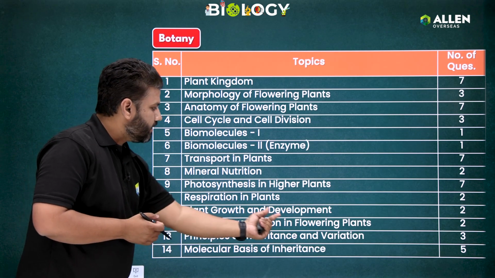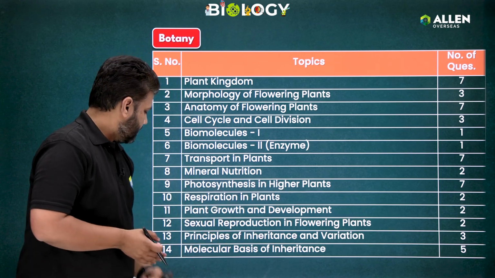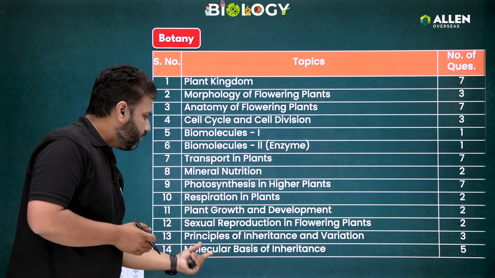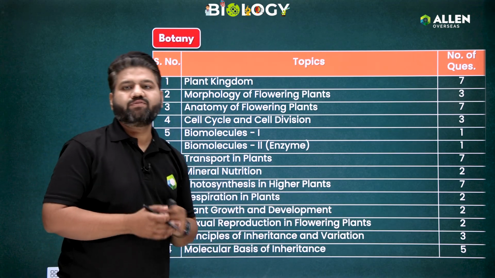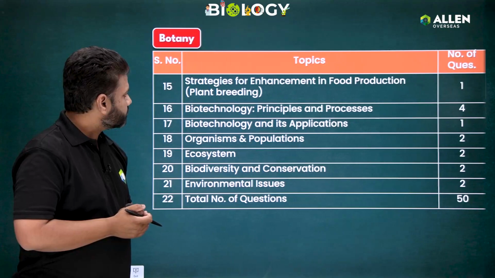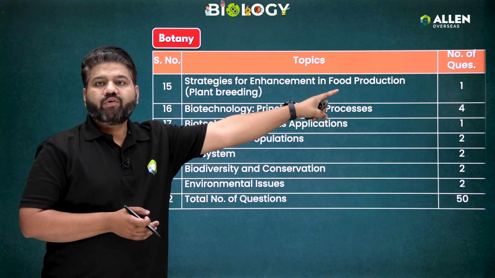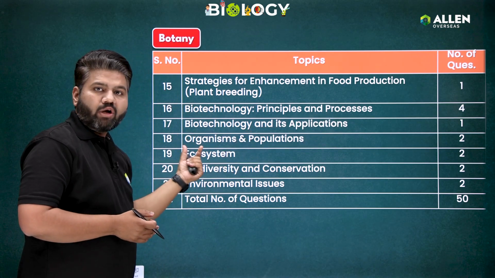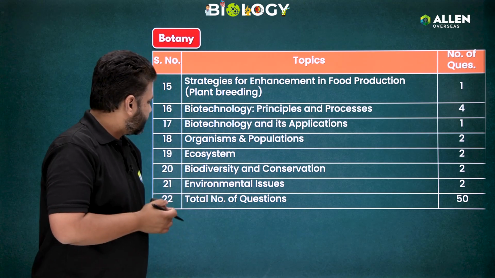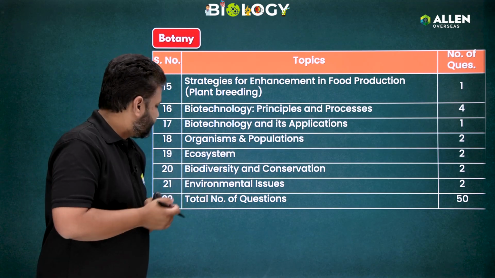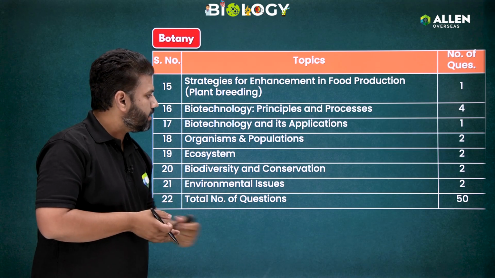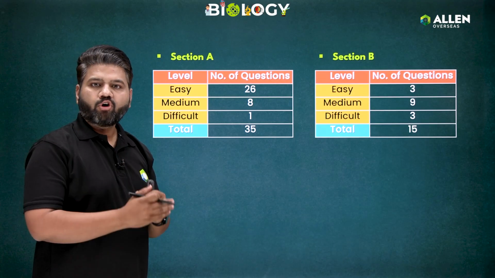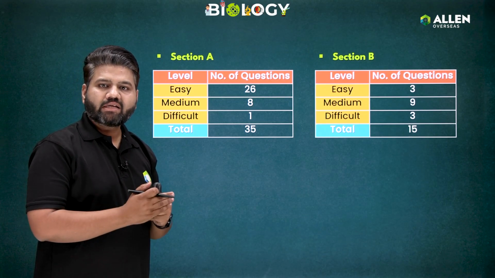Then sexual reproduction in flowering plants, 2 questions were asked. Principle of inheritance and variations, 3 questions. From molecular basis of inheritance, 5 questions. From plant breeding, only 1 question. From biotechnology, 5 questions. From organism and population, 2 questions. Ecosystem, 2 questions. From biodiversity and conservation, 2 questions. Environmental issues, 2 questions.